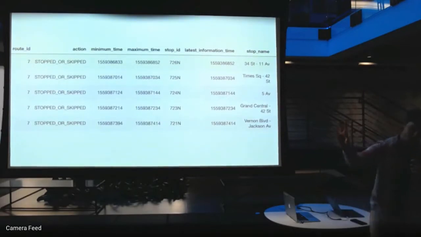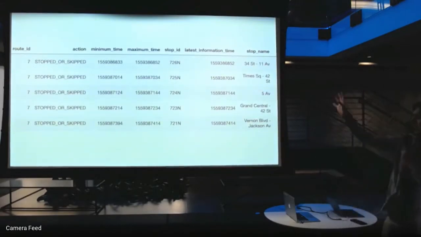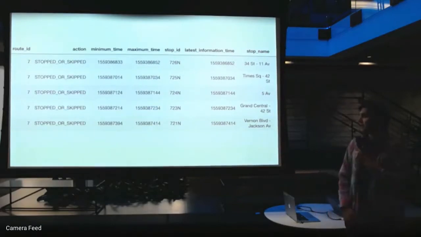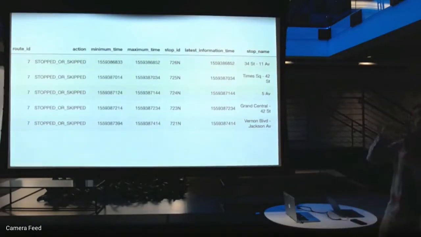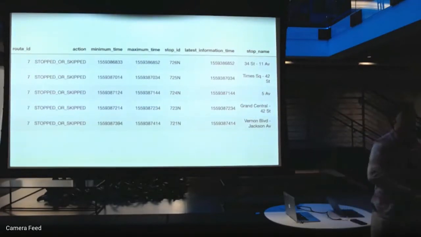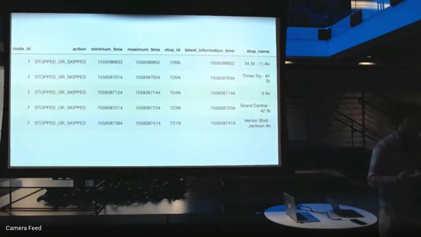So you download all this snapshot data, then you crunch the numbers, and you build a table that looks something like this. It tells you that, in this case, this is a 7 train, and you follow this train: it stopped at 34th Street between this timestamp and this timestamp, and then it stopped at Times Square, 42nd Street between this timestamp and this timestamp, et cetera, et cetera. And this is hugely useful because without this data, you're constrained to what the MTA publishes.